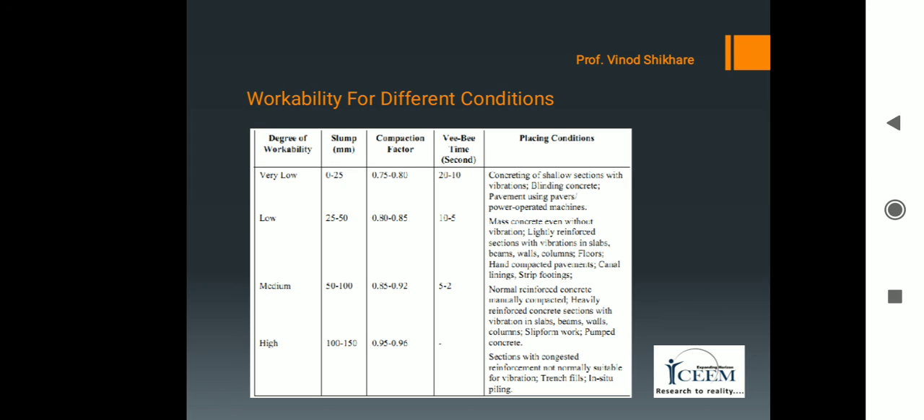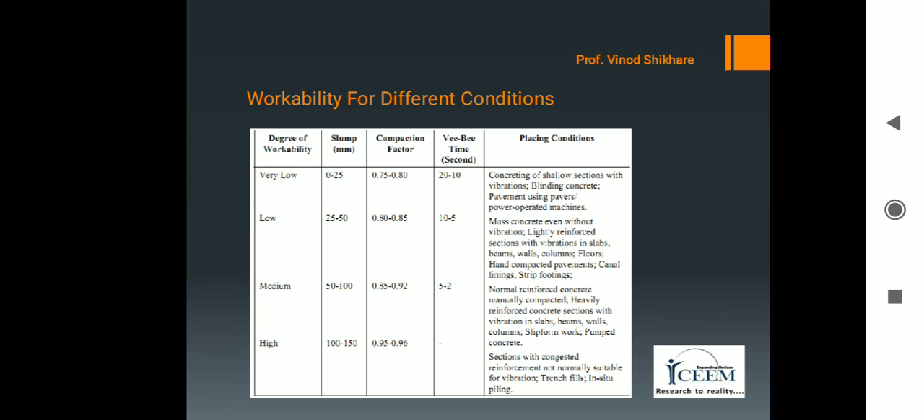Then medium degree of workability, the value of slump is from 50 to 100 millimeter. For that, compaction factor is 0.85 to 0.92. Then VB time is maximum 5 seconds, minimum 2 seconds. This type of concrete is normally used in reinforced concrete, manually compacted, heavily reinforced concrete sections with vibrations in slabs, beams, walls, columns, etc. And for pumpable concrete also the degree of workability should be medium.